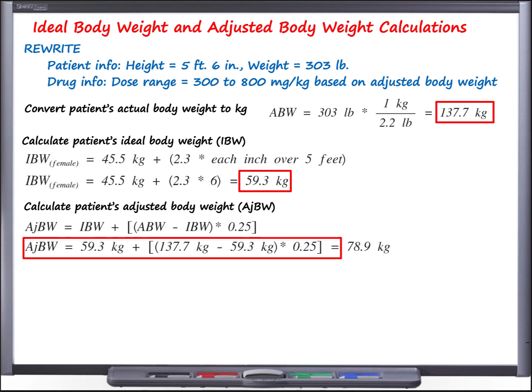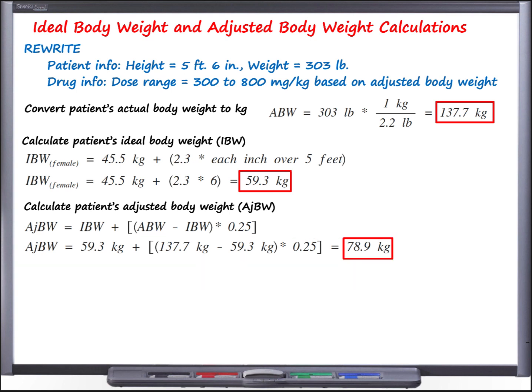All right, so for this patient, what we're going to do is start with their 59.3 kilograms. That's the ideal body weight that we calculated. Add to it, and you can see their actual was 137.7. We subtract 59.3 from that, and then we multiply that difference by 0.25. That's what we get added. So if you do all that math correctly, you should be able to see that this patient's adjusted body weight is actually 78.9 kilograms.